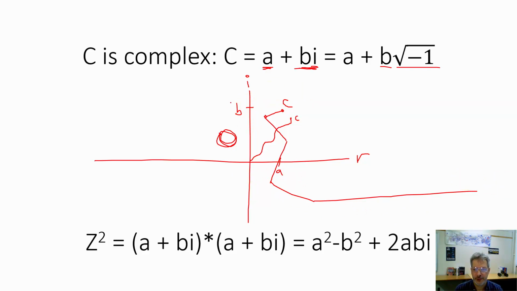One thing that's going to be useful to know is if we draw a circle with radius 2, any point that gets outside this circle will eventually diverge.